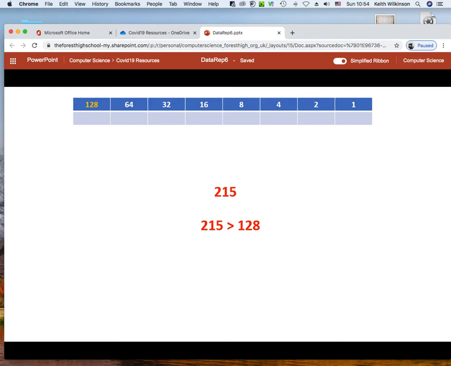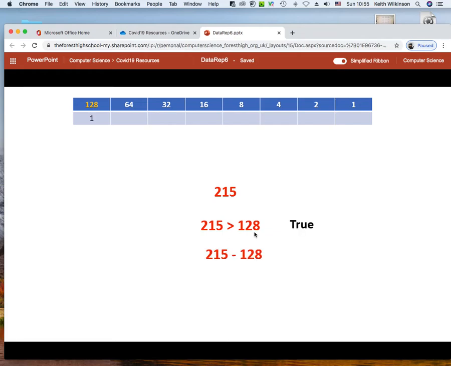Well, I do it with comparison. So here you can see I've highlighted 128. That's the first one I'm starting with. I am starting on the left hand side, again something I'll discuss at the end of this lesson. Starting on the left hand side, I'm comparing the number that I've got, 215, with the value here. 215, well, it's bigger than that value there, so the number 215 must contain at least 128 and then some left over.